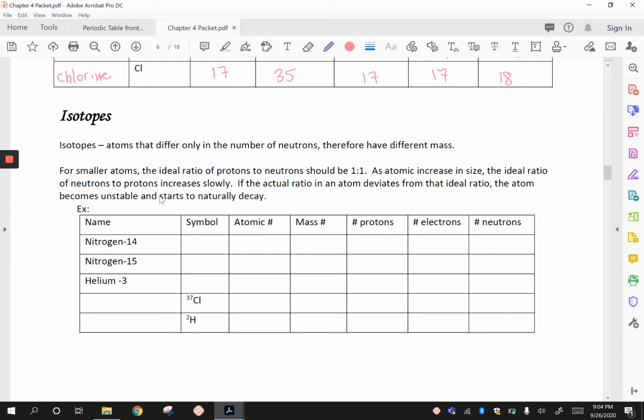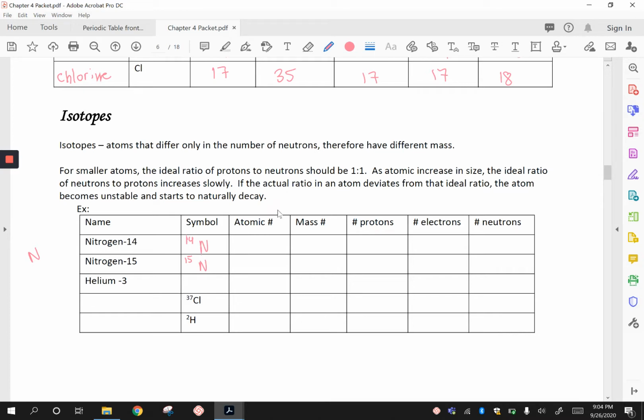For the symbol, we write the symbol and then we indicate what the mass number is in the upper left corner. So if I just have nitrogen or just N, then I assume it's a mixture of the different isotopes. But if I specify and write nitrogen 14 or nitrogen 15, or write the symbol with the mass number here, then that means I'm only talking about just one of the isotopes.